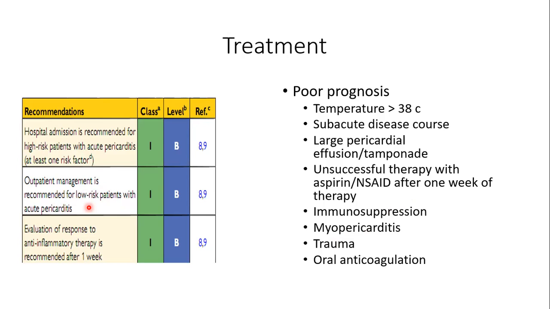Just before going further, a number of prognostic factors for patients who have pericarditis: poor prognosis with high temperature of more than 38, subacute disease course, a patient with a large pericardial effusion or who has tamponade physiology, immunosuppression, and the rest of them.